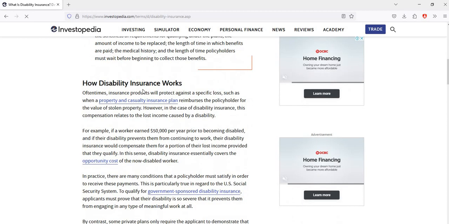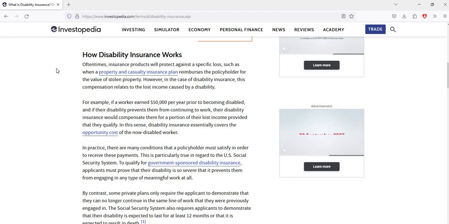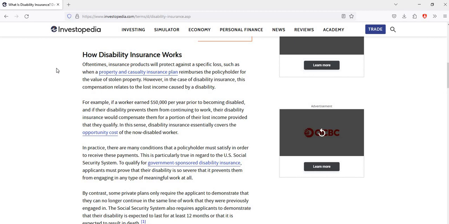How does disability insurance work? Most insurance products protect against a specific loss, such as when a property insurance plan reimburses policy holders for the value of stolen property. However, in the case of disability insurance, the compensation is related to the income lost because of disability. For example, if a worker earned $50,000 per year prior to becoming disabled, and their disability prevented them from continuing to work, their disability insurance would replace a portion of their lost income, provided they have qualified. In essence, disability insurance covers the opportunity cost of the now disabled worker.